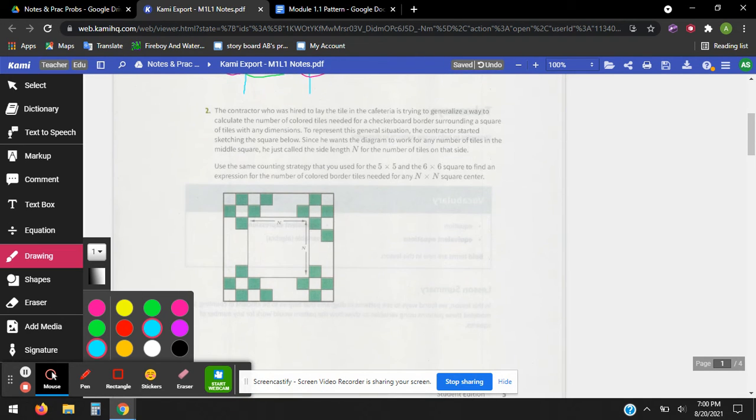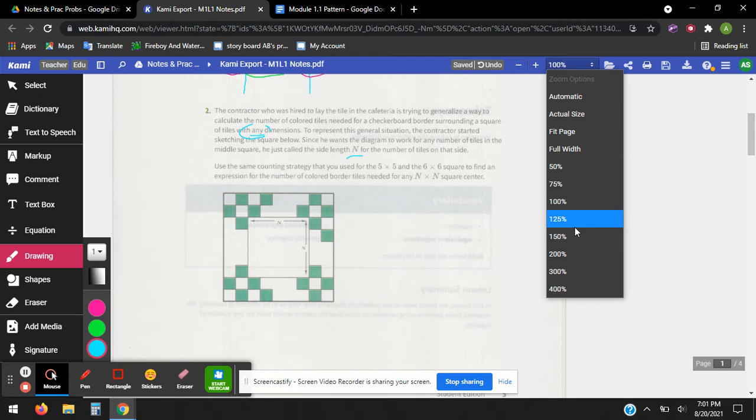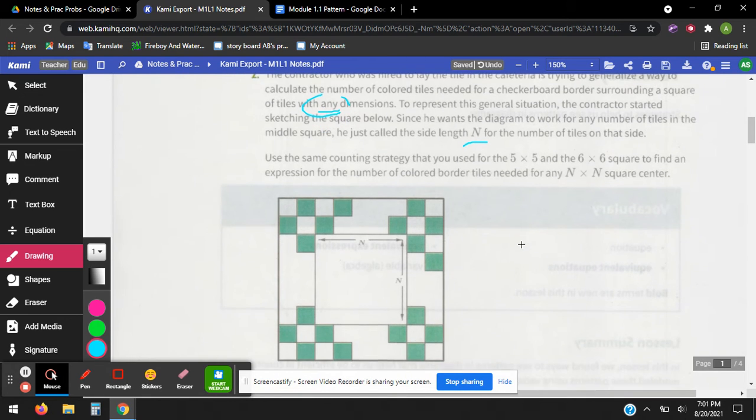So the contractor who is hired to lay the tile in the cafeteria is trying to generalize a way to calculate the number of colored tiles needed for a checkerboard border surrounding a square of tiles with any dimension. So any dimension. To represent this general situation, the contractor started sketching the square below. Since he wants the diagram to work for any number of tiles in the middle square, he's just going to call the side length n for the number of tiles on that square. I'm going to zoom this in just a tad on here.